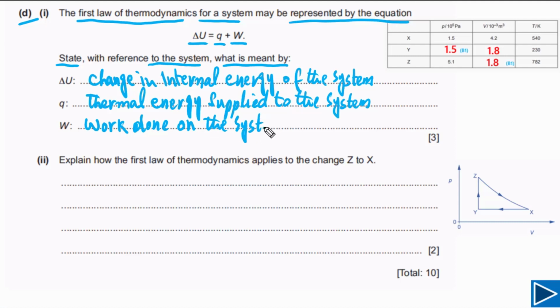So this is what you need to write down for part 1. If you have written this for delta U, you will get 1 mark and this is a B mark. And for Q, you will also get 1 B mark. And for W, this is also another B mark. If you have written these 3, you will get 3 B marks.